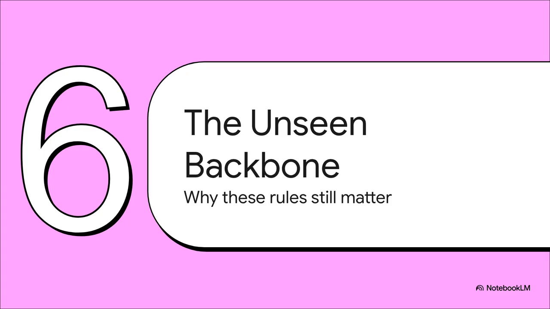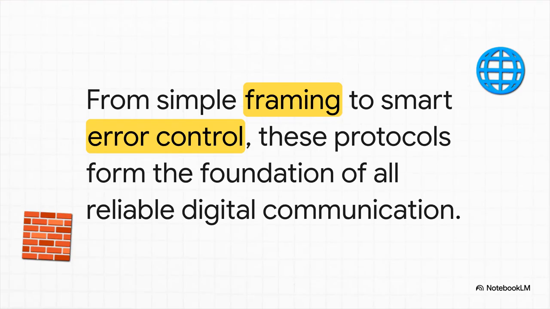And that brings us to our final section, the unseen backbone. Okay, we've gone through a lot of rules and procedures, but why are they still so incredibly important to everything we do online? Because what we've really been watching is an evolution of problem solving. We started with the simplest idea possible, a digital envelope or framing. Then we added a traffic cop to manage the speed. That's flow control. And then we built these incredibly smart postal workers that can automatically fix delivery mistakes. That's error control. These layers of logic built one on top of the other are the reason why when you click on a link, it just works.